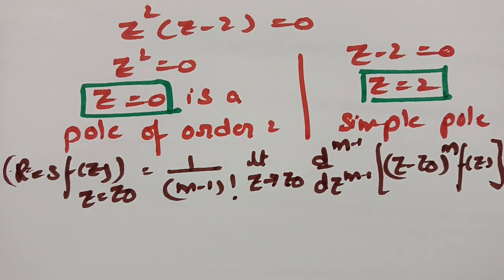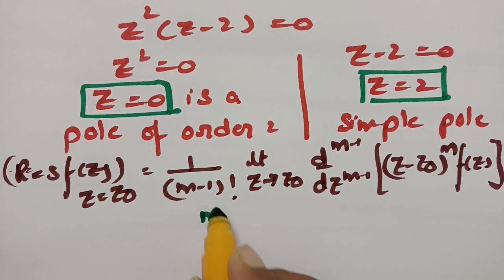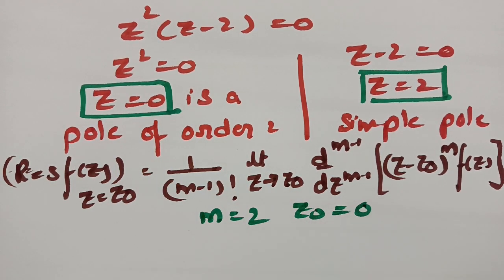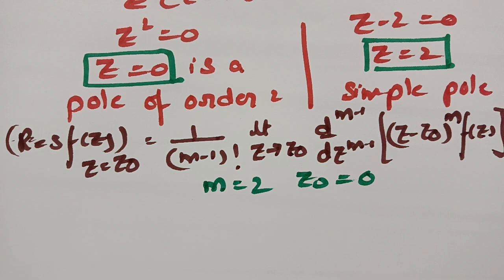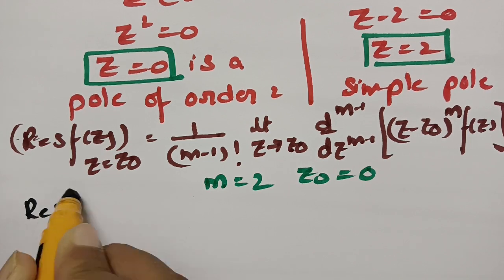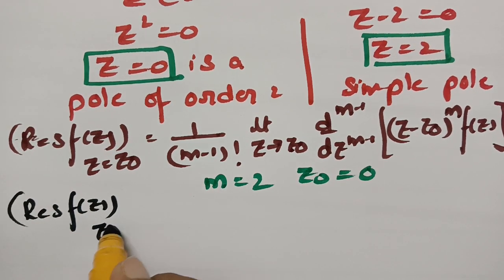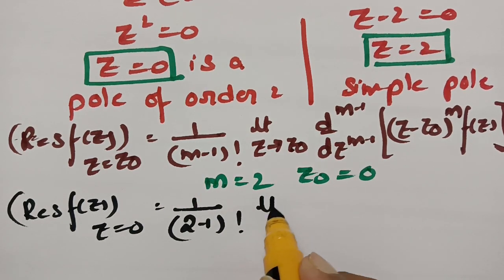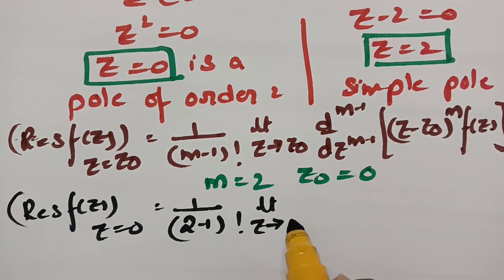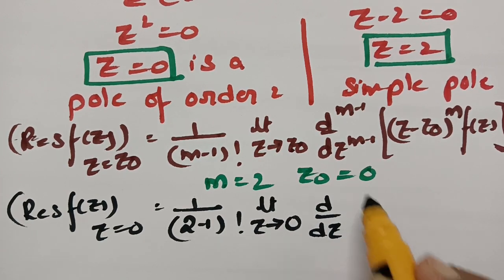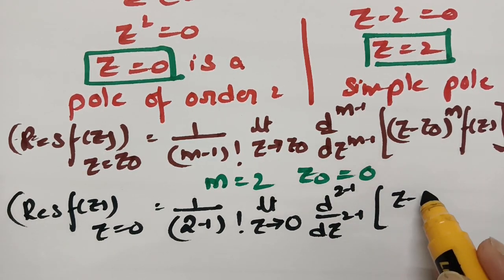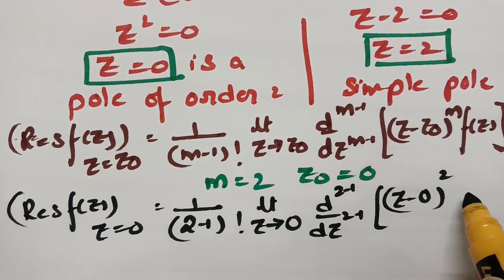So we have to substitute the m value. Here the order value m is equal to 2 and z naught is the pole value, which is equal to 0. Now if I substitute the same thing here, the residue of f of z at the point z is equal to 0 is nothing but 1 by (2 minus 1) factorial into limit z tends to 0 of d by dz to the power (2 minus 1) of (z minus 0) to the power 2 into f of z.